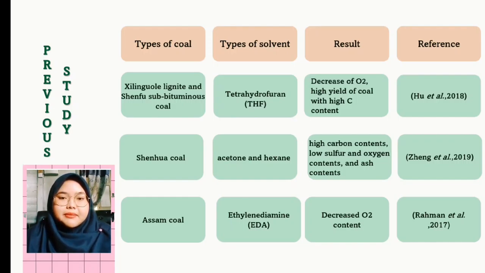Next is the study by Zhang et al. in 2019. In this study, Shenhua coal was extracted with a mixture of acetone and hexane solvent, resulting in coal with high carbon content, low sulfur, low oxygen and low ash content. Lastly, in the study by Rahman et al. in 2017, they used Asam coal extracted with ethylenediamine, resulting in a decrease of the oxygen content of the yield coal.